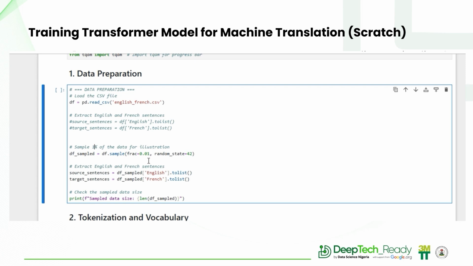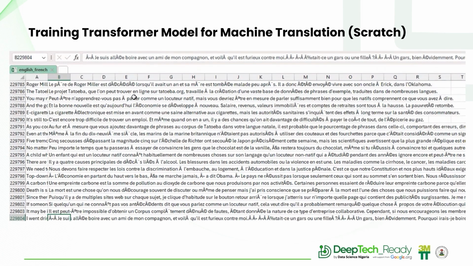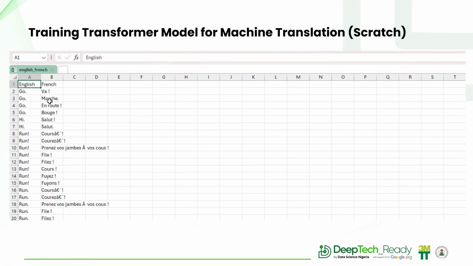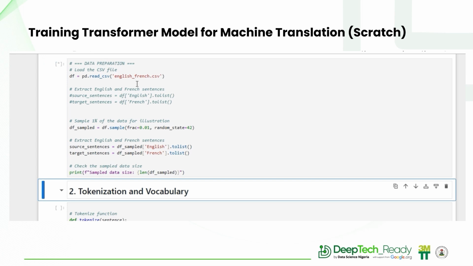And then here, this is where we are taking the English column and the French column. If you look at the dataset, there is a column for English and there's a column for French. So we want to use this and this as our sequences. So that's what we're doing here. We can just run this now, okay? Then this is where we set our vocabulary.